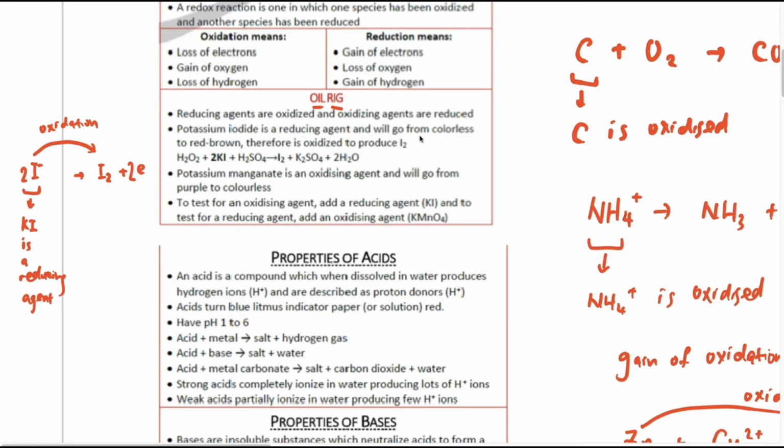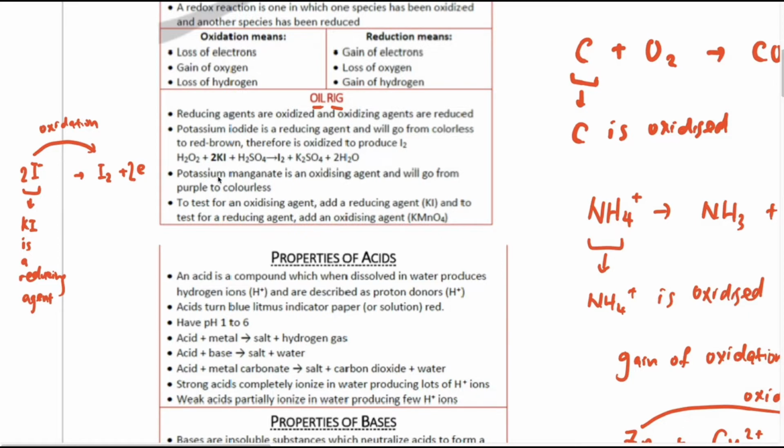And it will go from colorless to red brown. Colorless is potassium iodide. Red brown is iodine. Therefore, it's oxidized to produce I2.